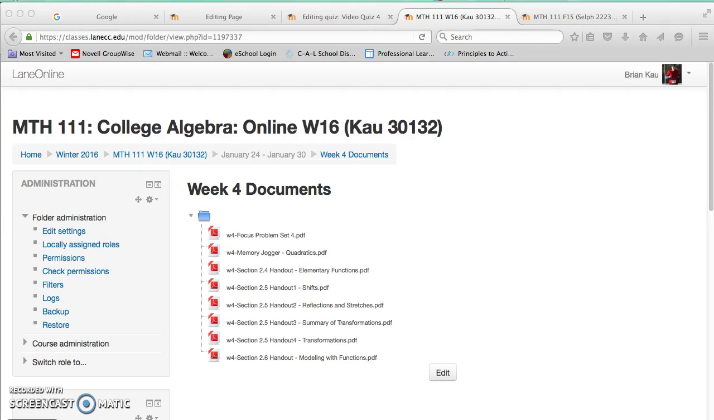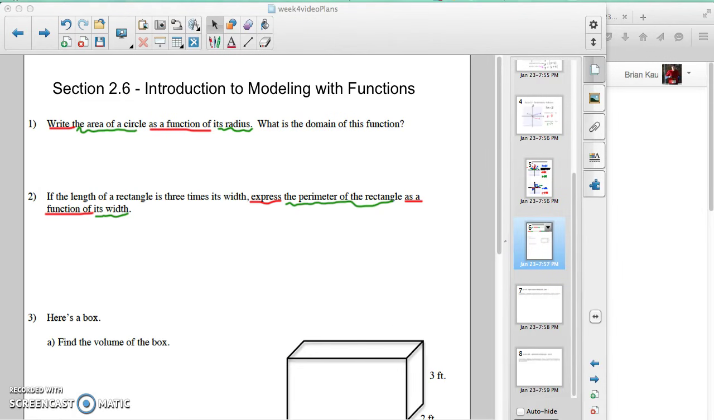All right, and in our final three videos here, we're going to be working on this handout right here, modeling with functions in section 2.6. So I've broken it down into three different videos. In the first video, we're going to talk about how we state something in words and how we write that as a function.